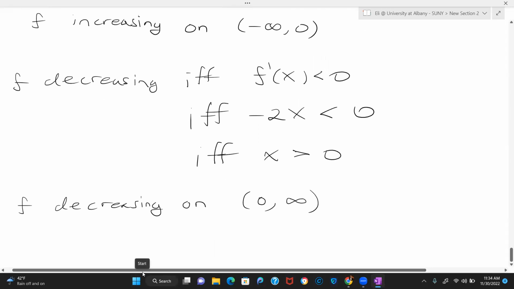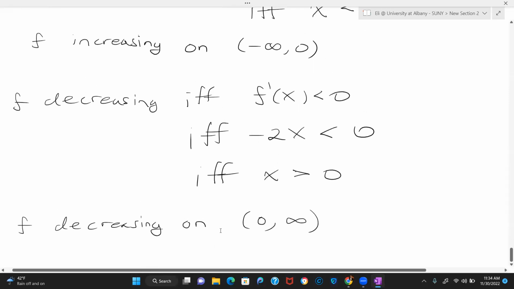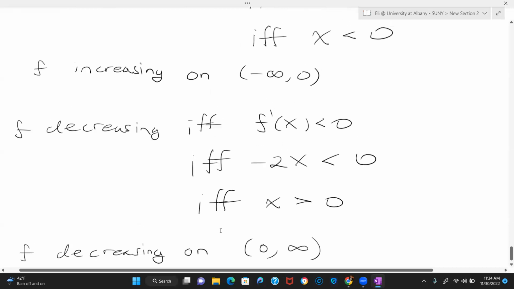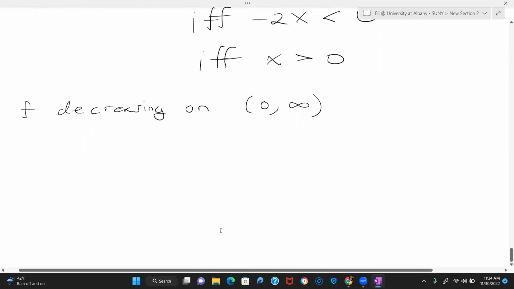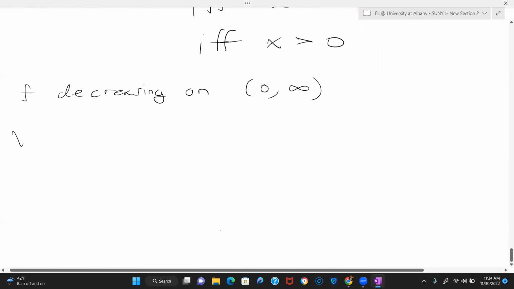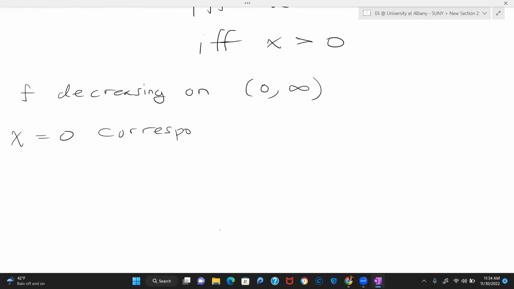All right, so now think about the point 0, that's our critical point. The function goes from increasing to decreasing. So that means x equals 0 corresponds to a local maximum.